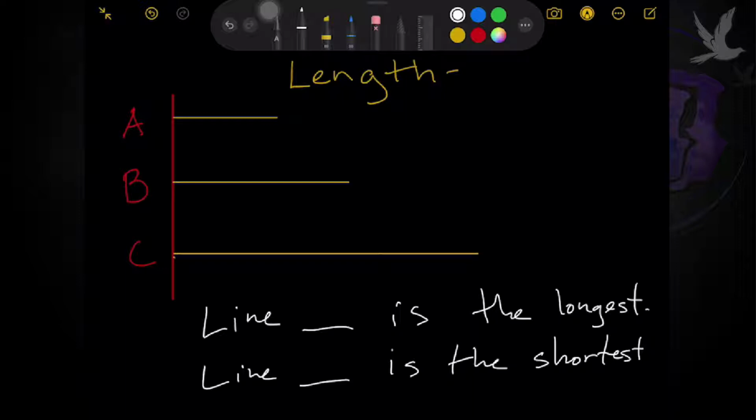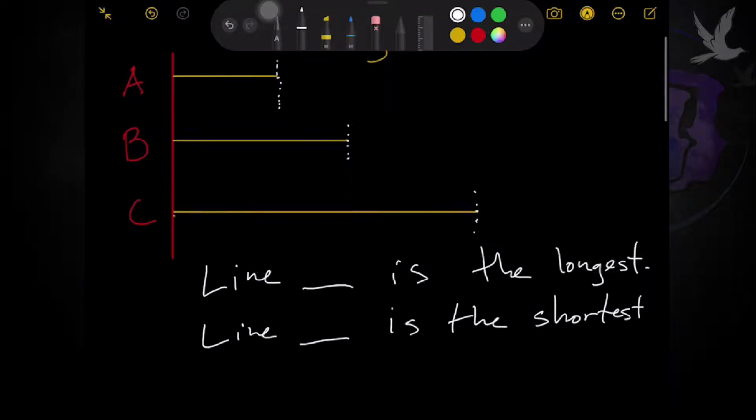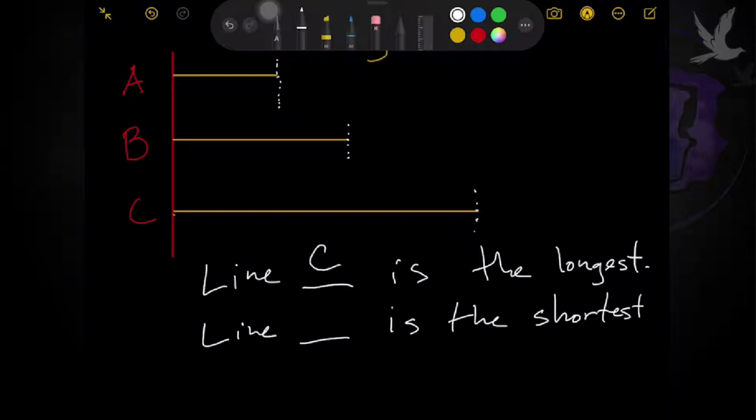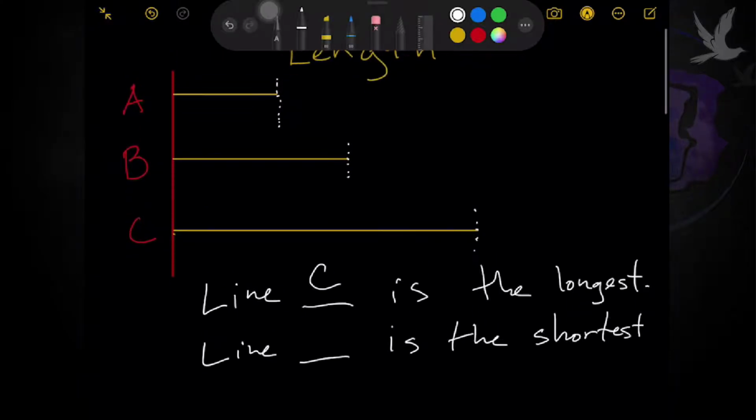So if you notice that line A ends at this point, line B ends at this point, while line C ends at this point. So comparing A, B, and C, line C is the longest. And in terms of the shortest, line A is the shortest. Okay?